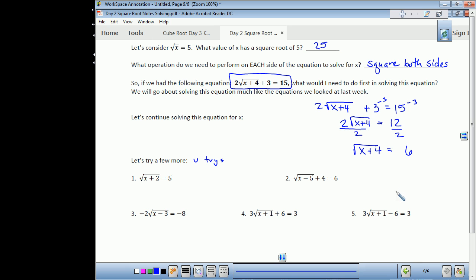Now we get here, we have to think, does this problem have a solution? Yeah. Square root of 36 is 6, so I'm good. So now I'm going to solve it by squaring both sides. x equals 32. And I can plug that back in and check it. If I plug in 32, this gives me 36. The square root of 36 is 6. 6 times 2 is 12. 12 plus 3 is 15. It works.